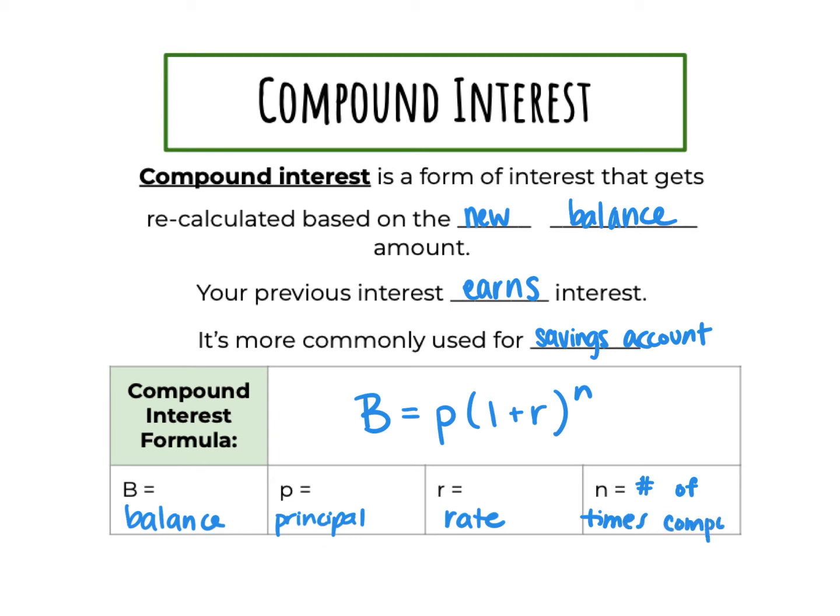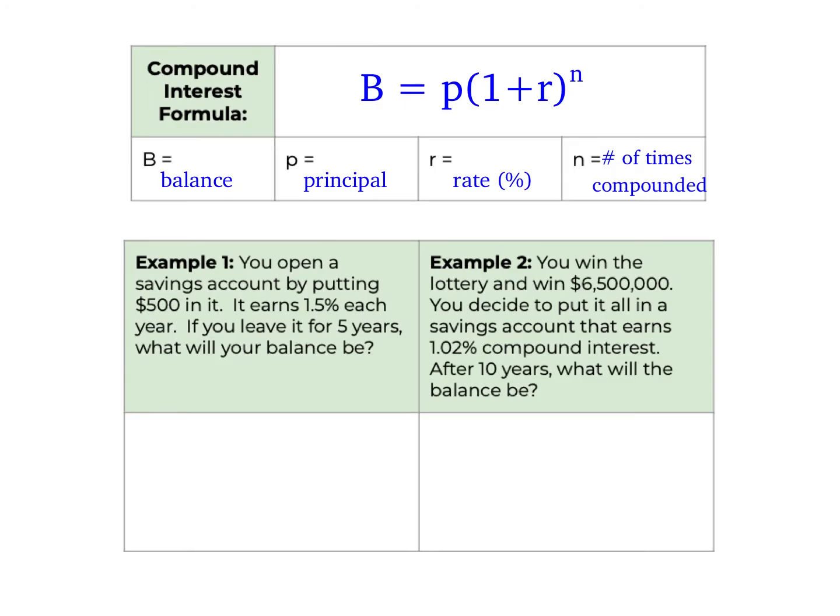And that's mainly because it can be calculated or compounded more than once a year. So if that's the case, it wouldn't exactly represent the time, because it's getting compounded more than just once a year. So now let's look at some examples actually using this formula and how to work something that looks a little intense at first. Example 1 says you open a savings account by putting $500 in it. It earns 1.5% each year. If you leave it for 5 years, what will your balance be?